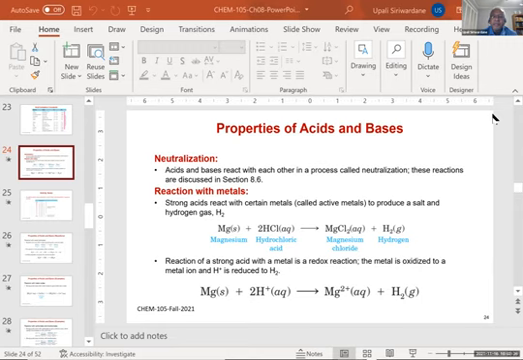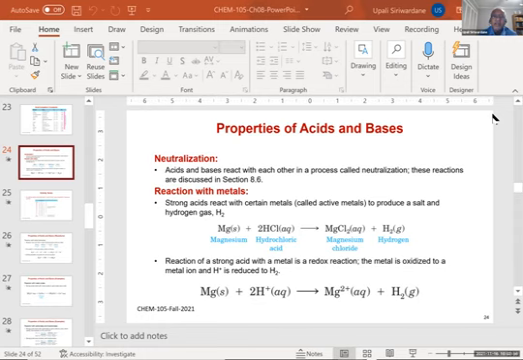Bronsted-Lowry acids are proton donors. Bronsted-Lowry bases are proton acceptors. So we looked into some of the ideas: the acid dissociation constant, the K sub A value, and we also talked about the pK sub A value.